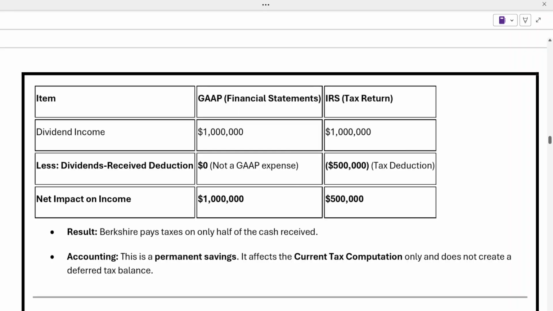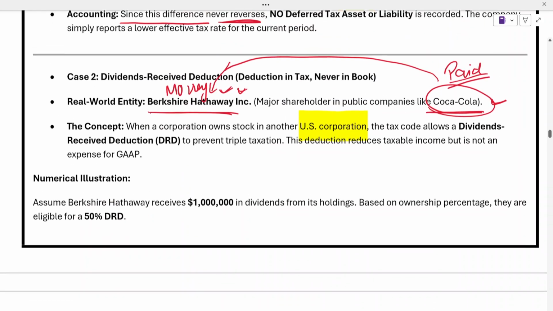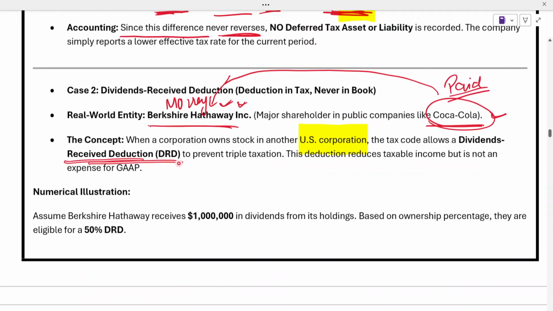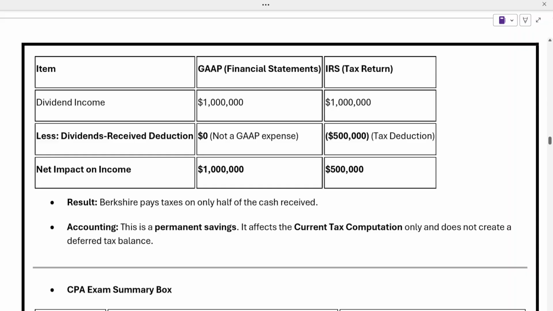But in GAAP, do you get any dividend received deduction? There is no such thing as dividend received deduction in GAAP. So there will be zero expense here. But IRS itself is saying that out of this $1 million, you don't need to pay taxes on 50% because this is dividend received deduction, and these rules are mentioned in detail in IRS. Now you may ask that there may be hundreds and thousands of rules. Yes, I can say that, but in your CPA examination there are limited rules which we will cover in this chapter, so you will know those rules before the exam.